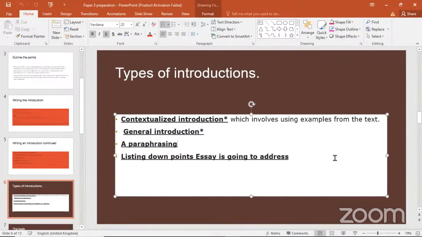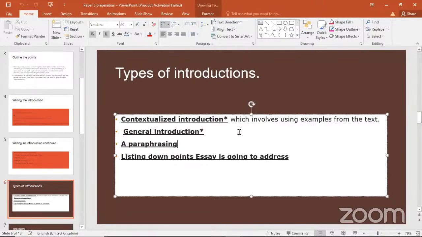However, there are some introductions that I personally feel are better placed, especially in a situation whereby you want to score as many points as possible. Now, the contextualized introduction is whereby we are going to the text, we're using the text. We are not going anywhere else. And that's when I was talking about you can use at least 2 options or 2 points from the text. This one is good for that.